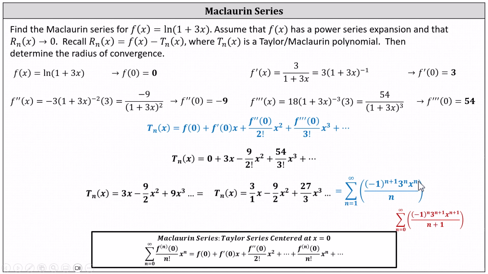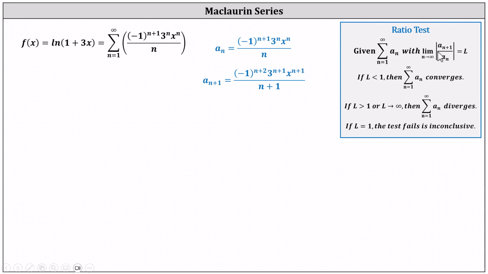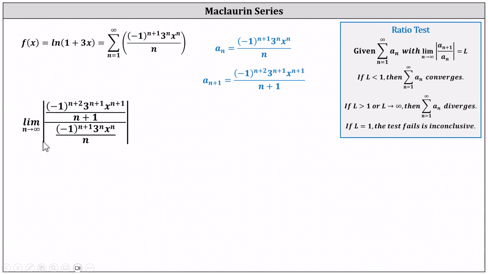Let's go ahead and use the first series and now determine the radius of convergence. We'll do this using the ratio test on the next slide. Recall for the ratio test, we determine the limit as n approaches infinity of the absolute value of a sub n plus 1 divided by a sub n, which must be less than 1 for the series to converge. A sub n is the given formula, and I've already determined a sub n plus 1. Let's set up the limit. Again, the limit is the limit as n approaches infinity of the absolute value of a sub n plus 1 divided by a sub n.